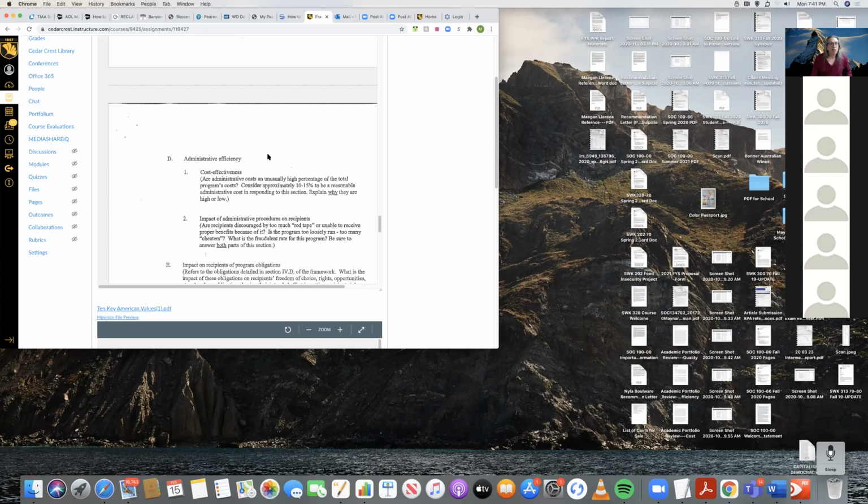All I'm asking you to do is look at what the administrative costs for your program are and consider approximately 10 to 15% to be a reasonable administrative cost in responding to this section. I got that from talking to an economics professor who said that's kind of the rule of thumb in looking at business in general, 10 to 15% for administration is reasonable. So first of all, find out what the total administrative costs are. And then if it's within this range or above this range, explain why they're either too high or why they're acceptably low.